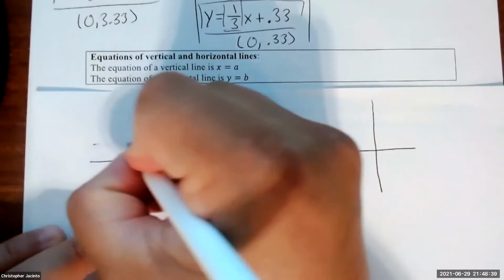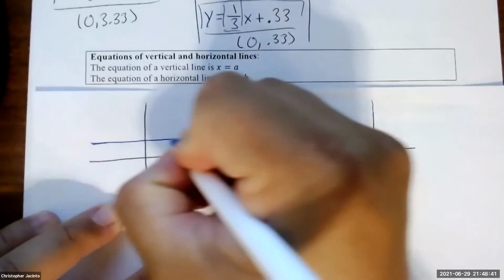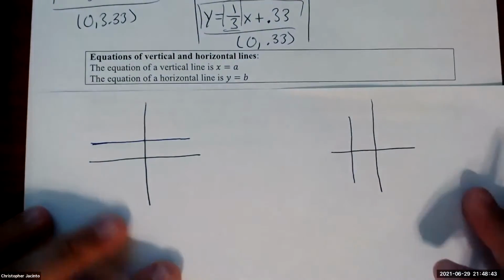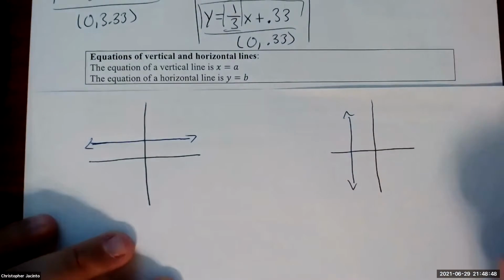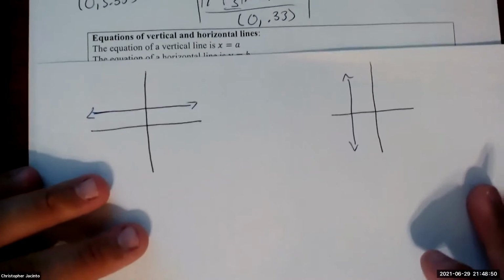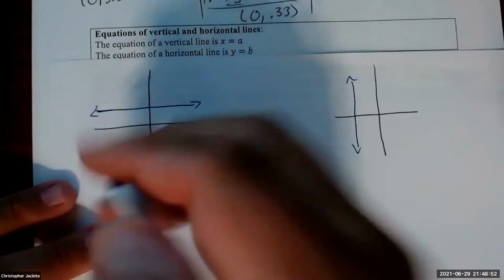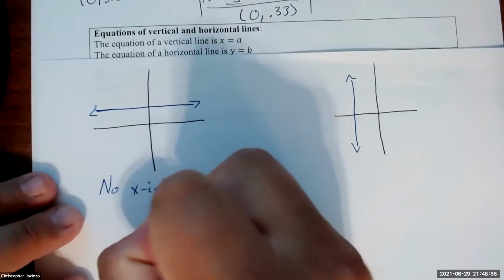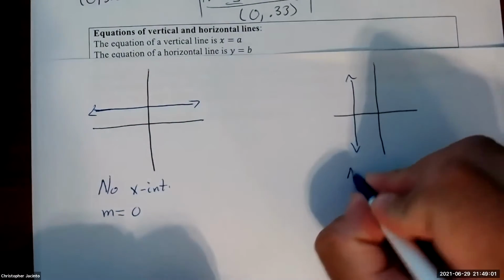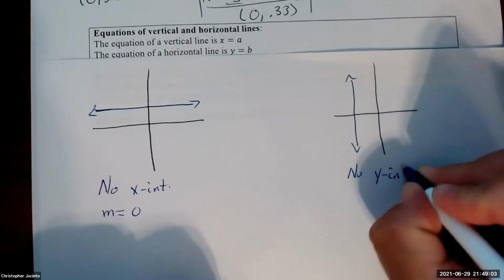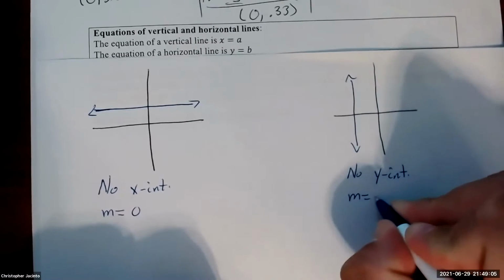Here are horizontal. Here are vertical. Okay. So just to quickly run down what we had previously, right? This one had no x-intercepts, and we had a slope equaling 0. This one had no y-intercept, and we had a slope that is undefined.